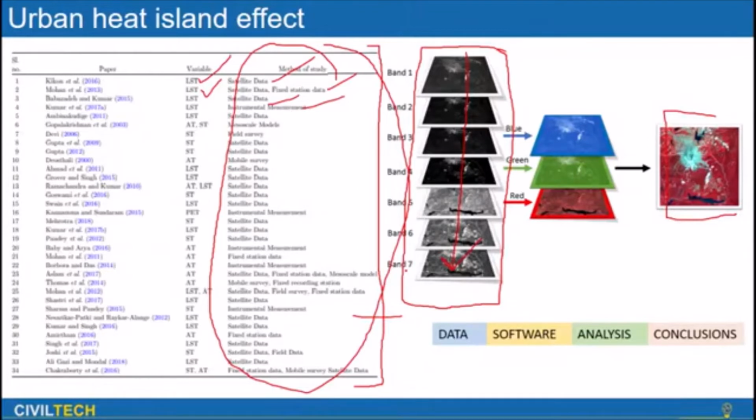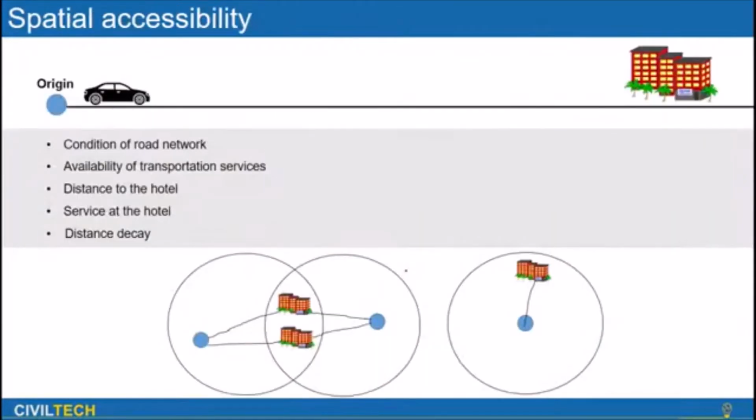and the data should also be available to you. All right. So now let us move on to the next example, which is in the field of transportation engineering. Now let us consider one small example. Let us say this is your home and there is a hotel close to your home.